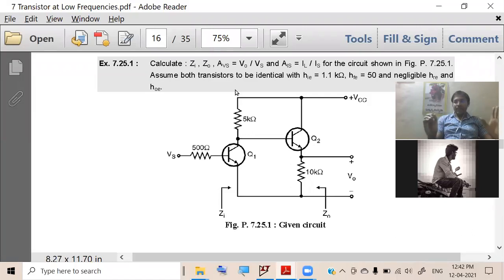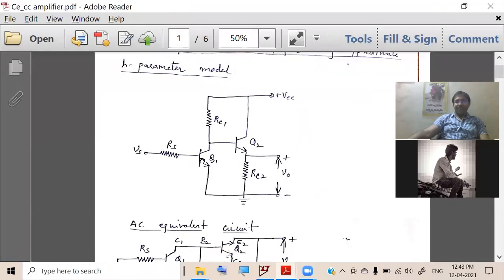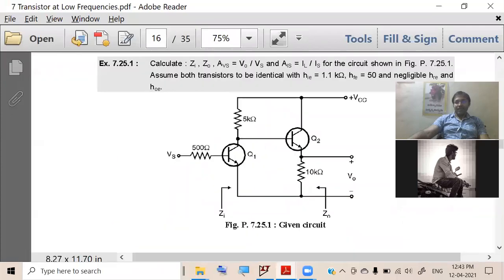So practice that. Don't expect any direct questions like you had in school or 12th standard. You have to think. Given this question, ZI is already mentioned. Some textbooks call it ZI, some call it RI. Whatever circuit we have, if we find RI, that will be the formula for this circuit.